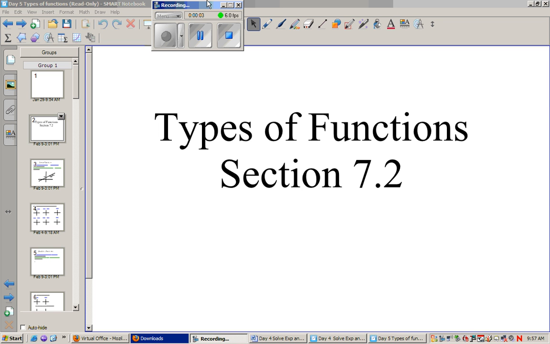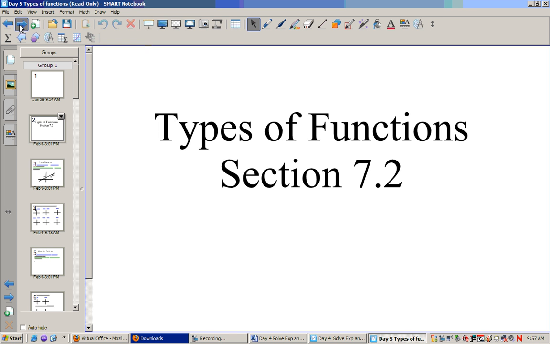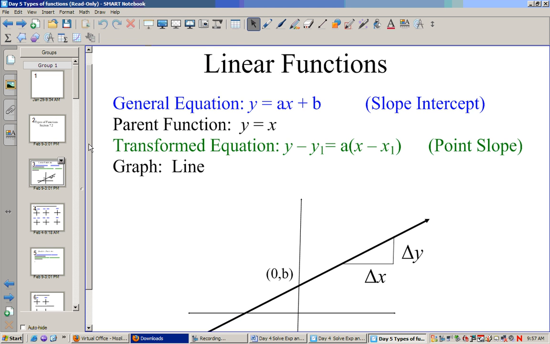Hello, today we're going to learn about different types of functions. We're going to start off with linear functions. Hopefully everybody knows a little bit about linear functions. The general equation we're going to say is y equals ax plus b. Sometimes they say mx plus b, sometimes they say bx plus a. Really, there's just some variable times x plus another variable.